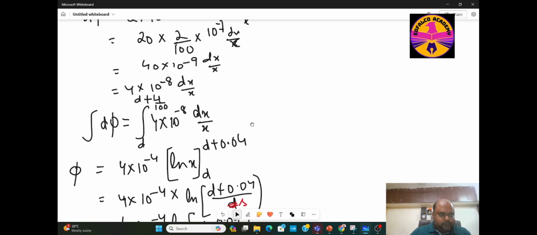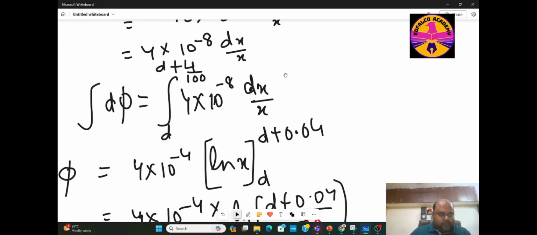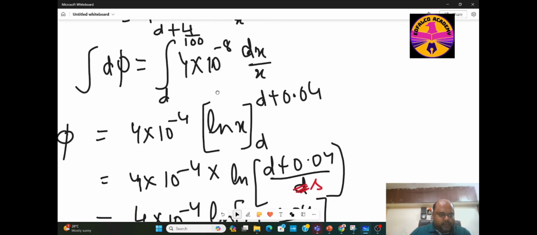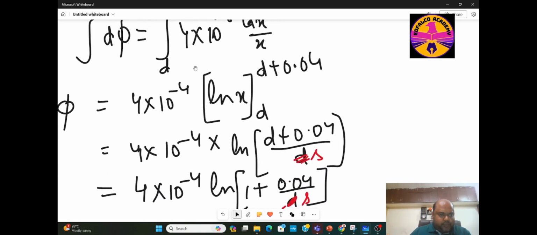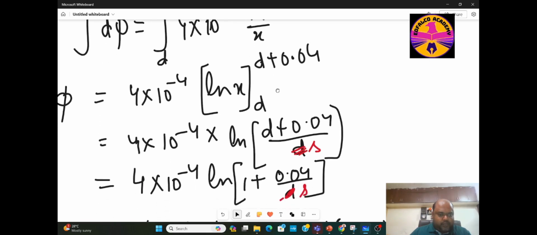So here we were getting 4 into 10 to the power minus 8 dx by x. We integrated it, and suddenly why did we go for 10 to the power minus 4? I think this is a mistake, right? But ln of x, d to d plus 0.04. Okay, I think here there is a mistake.